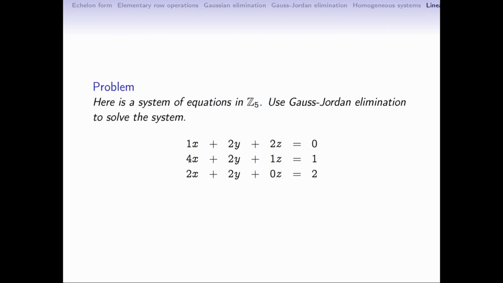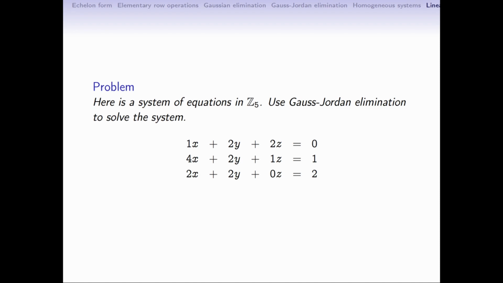All right, so here's a system of equations in Z5. We're going to use Gauss-Jordan elimination to solve this system. So our first equation is 1x plus 2y plus 2z equals 0. 4x plus 2y plus 1z equals 1. And our third equation is 2x plus 2y plus 0z equals 2. Now, what are we looking for? What is a solution to this system? It's a value of x, y, and z, all coming from Z5, that simultaneously satisfy each of these equations.